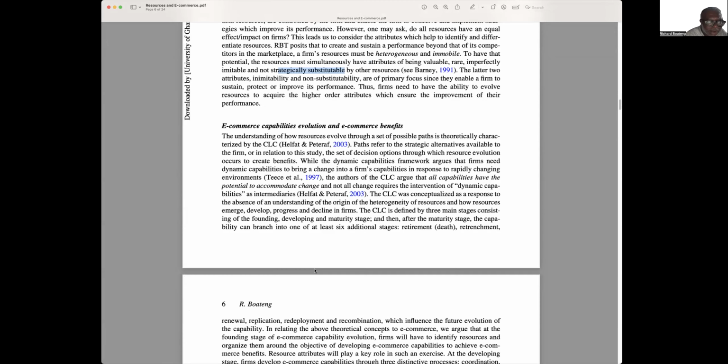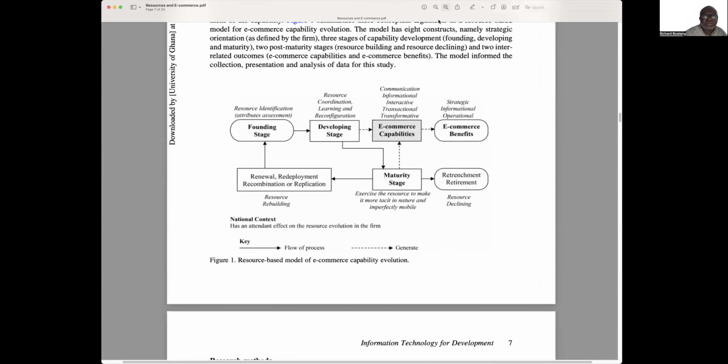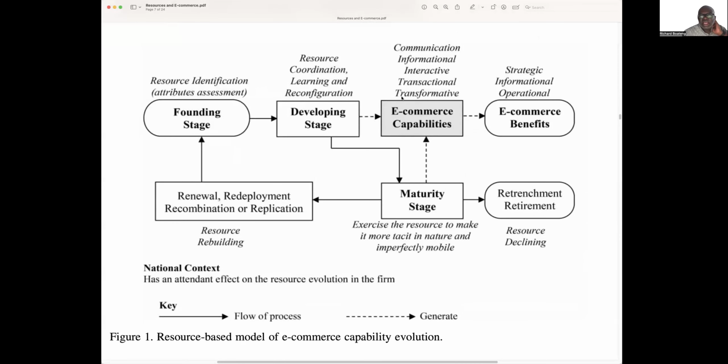Good. So I applied it in my work and I came up with this. At the founding stage, the firm finds the resources that it needs, and then it combines them through learning, coordination, and reconfiguration to be able to generate e-commerce capabilities. That's communication capability, informational capability, and then let me zoom in a little bit, transaction capability, and then transformative capability. And those generate certain benefits. So if you look at the benefits, that is just the endpoint.